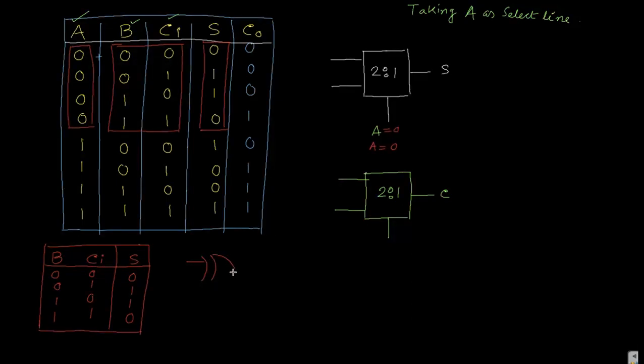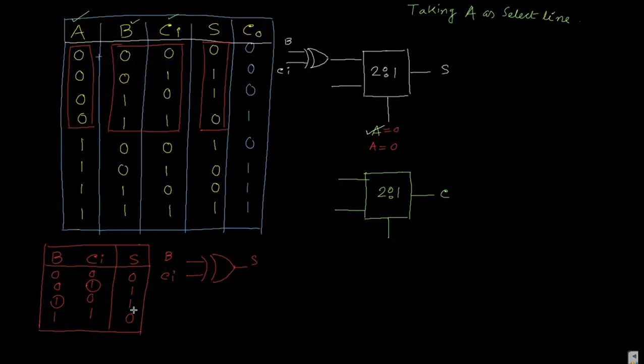XOR gate. This is B, this is Ci, and this is S: 0 0 0, 0 1 1, 1 0 1. It means when an odd number of 1s is present, then the output is 1. So B and Ci are XORed. It means if we draw one XOR gate over here, this is B and this is Ci, then the output is S. Now A is 0, we can conclude our circuit.